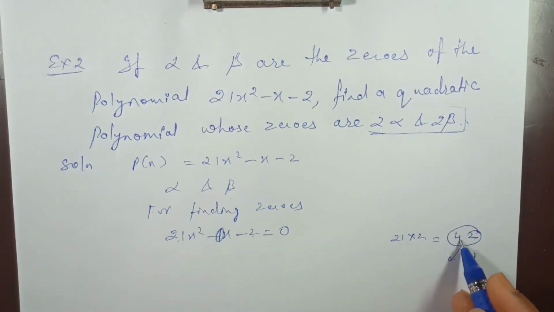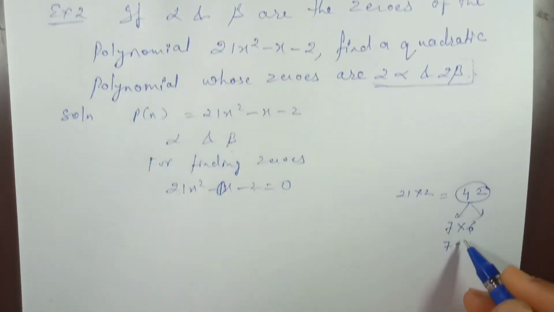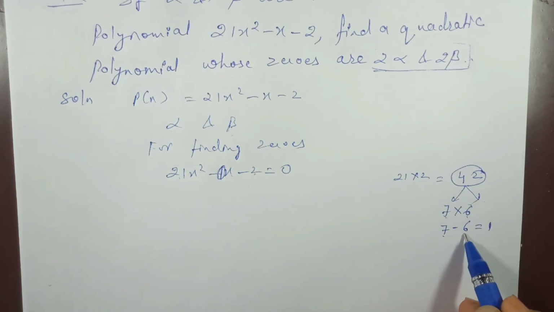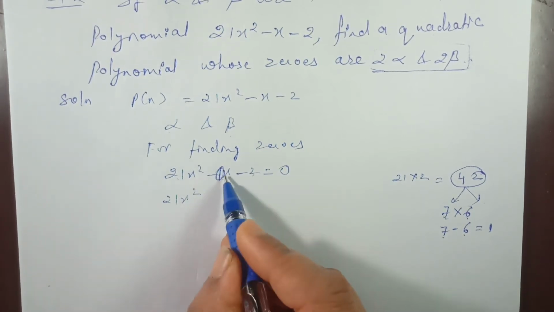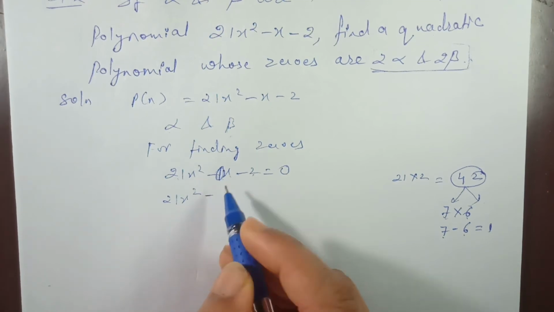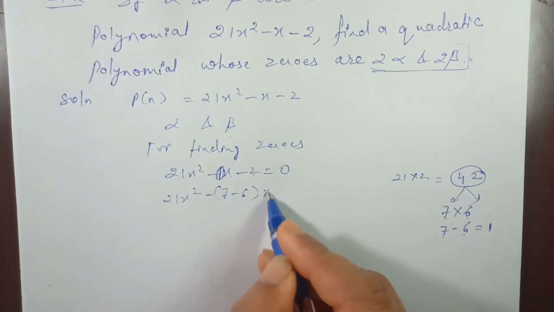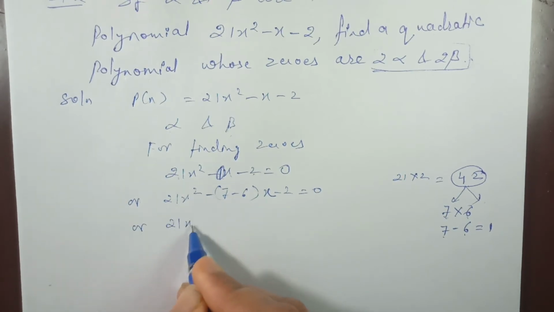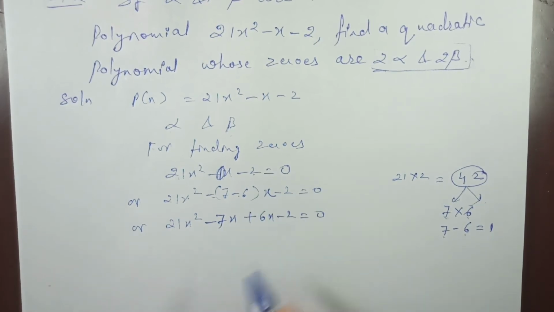So if we move to the factors 7 into 6, 7 times 6 is 42, and if we subtract 6 from 7, what are we getting? 1. So it means we can use 7 and 6 as its factors. So in place of the coefficient of x, we can write 7 minus 6. 7 minus 6 will give 1. We're going to split it. Now open the bracket. This will give 21x square minus 7x plus 6x minus 2 equal to 0.